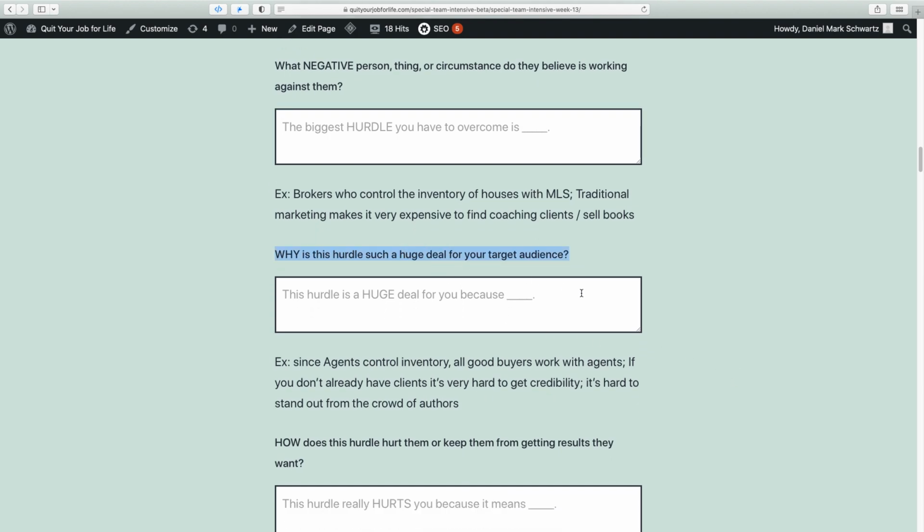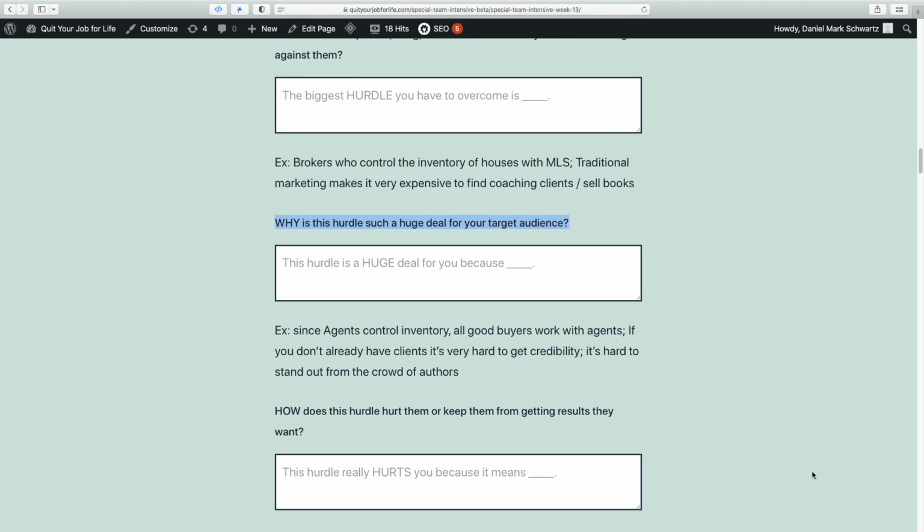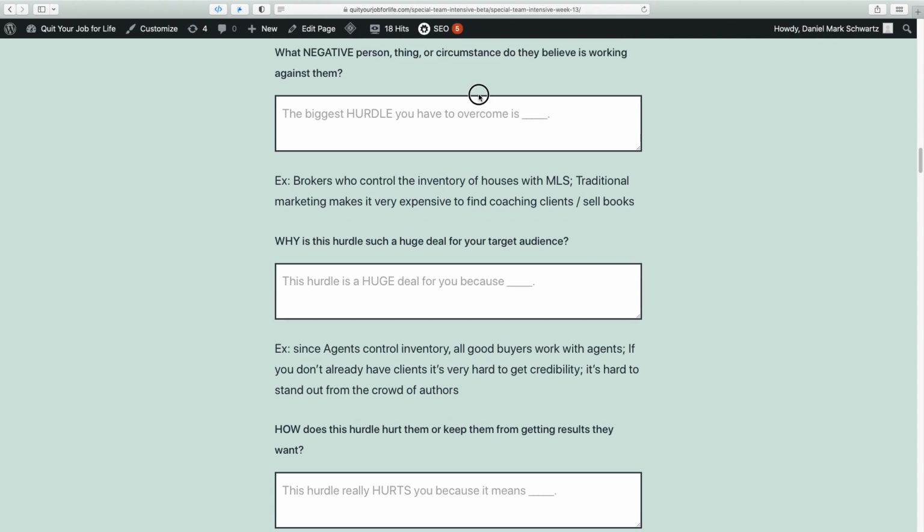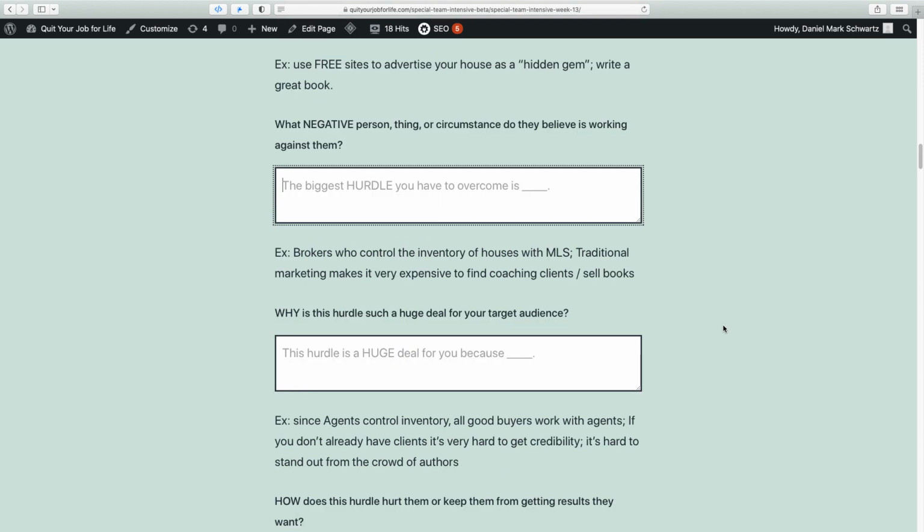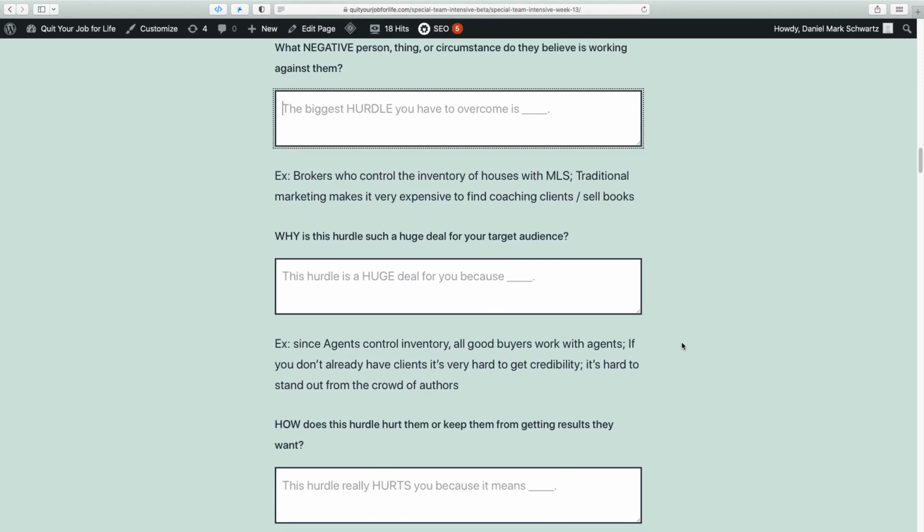Why is this hurdle such a huge deal for your target audience? And so if it's the former, this hurdle is a huge deal for you because, and so you're basically describing in a visceral sense what you've put for the previous answer. So if publishers are their big adversary, then why is that a hurdle for them? Well, publishers control everything and you can't get your book published, even though it's really good, they won't even read it. So then in that case, you might be saying the product might be something along the lines of how to get publishers to read your book, right?